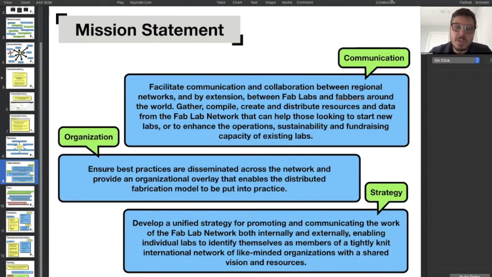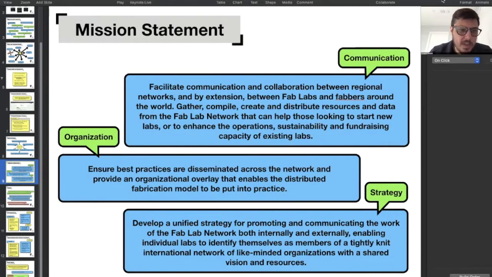So we came up with this mission statement, and it became clear to us that we're talking about three separate objectives here. The first part is more focused on the communication side, and it reads: to facilitate communication and collaboration between regional networks, and by extension between Fab Labs and Fabbers around the world. Gather, compile, create, and distribute resources and data from the Fab Lab network that can help those looking to start new labs or to enhance the operations, sustainability, and fundraising capacity of existing labs. So a lot of this is focusing on the communication side of being in closer touch to each other on an ongoing basis, but also on finding out what data will be really useful for all of us to have, and then using these regional networks to make sure that we can gather it in an efficient way.